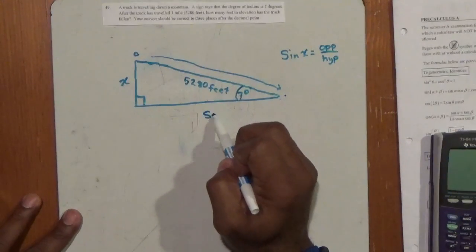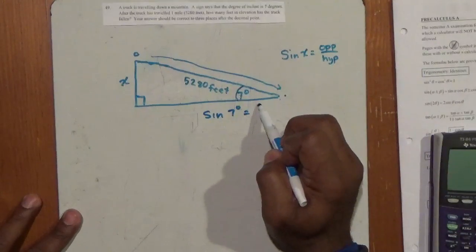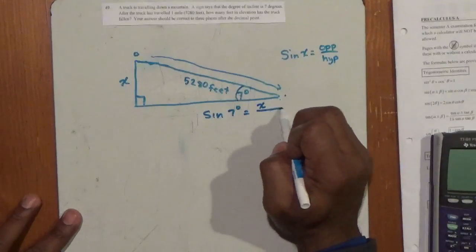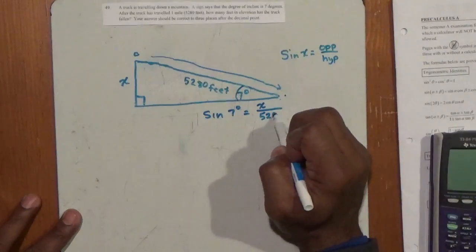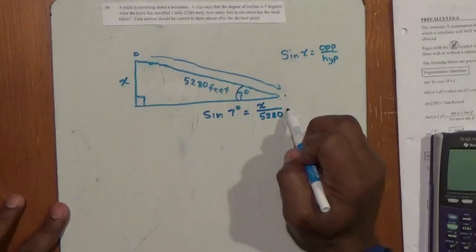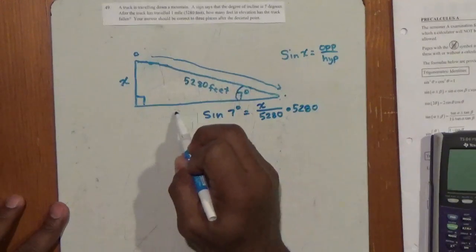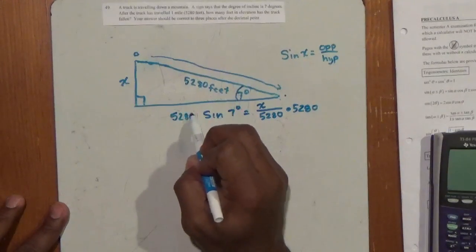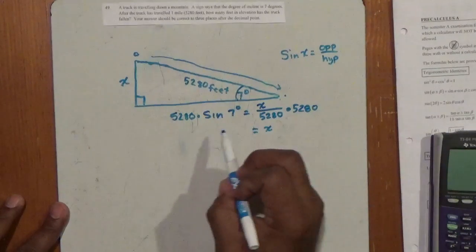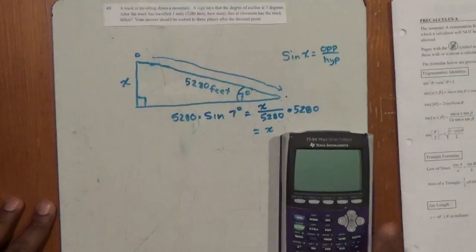We're going to say that sine 7 degrees is equal to x, opposite over hypotenuse, 5,280. Then we're going to solve for x. Multiply both sides by 5,280, and that's going to give you x is equal to, well, let's find out.